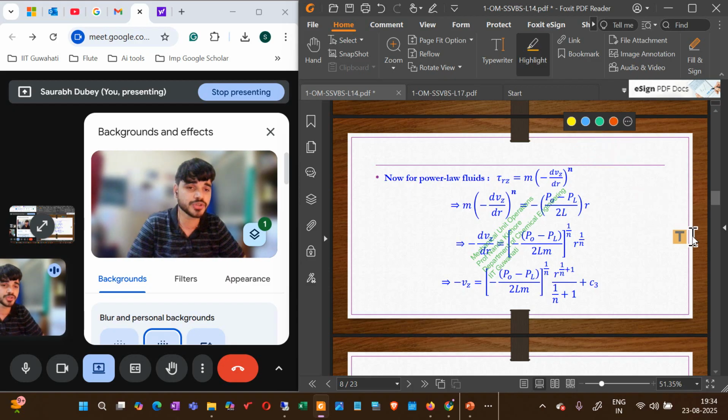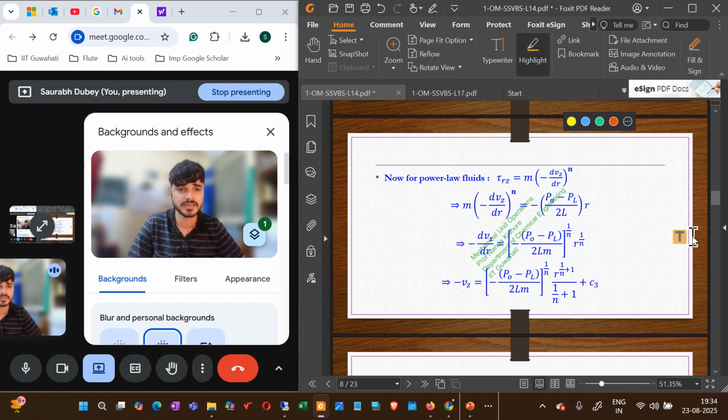So this tau rz equals m times minus dvz by dr to the power n. This is the power law model. The power law model has two indexes, the behavioral index and the consistency index.